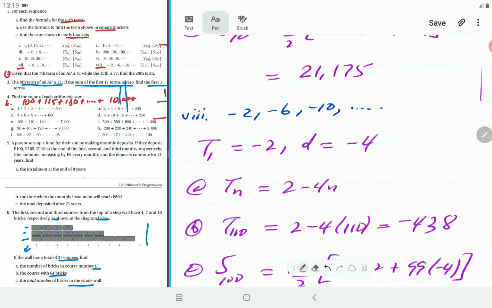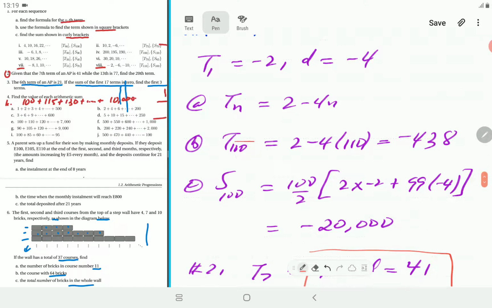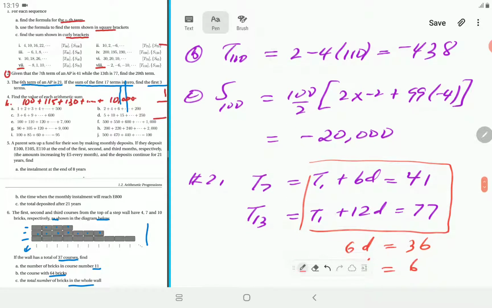For part 8, the first term is -2, the common difference is -4. So the formula for the nth term works out to 2n minus 4n, from which term number 110 becomes negative 438. The sum of the first 100 terms is negative 20,000.